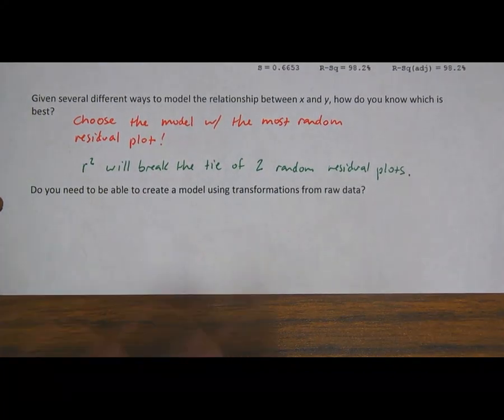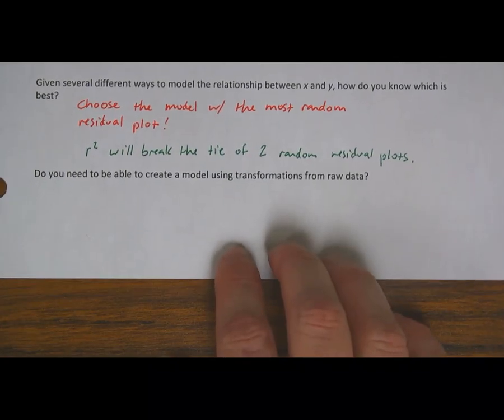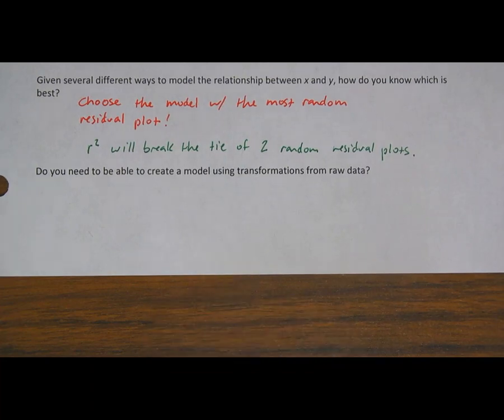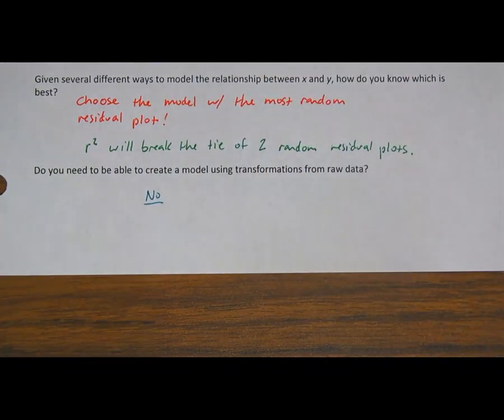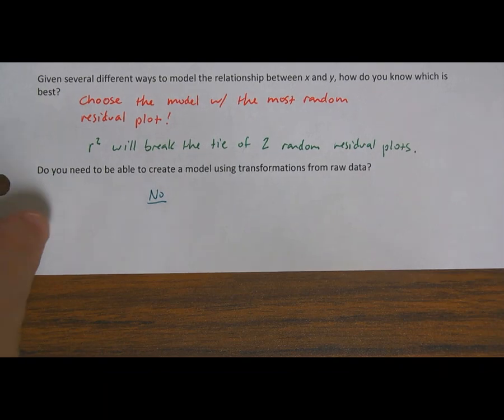Most of the AP questions I've seen, it's pretty obvious which of the answer choices has the most random residual plot. Do you have to be able to create a model? Like, do you have to be able to make the decision of taking a logarithm? No. So it will be told to you the transformation was done. You don't have to make that decision.